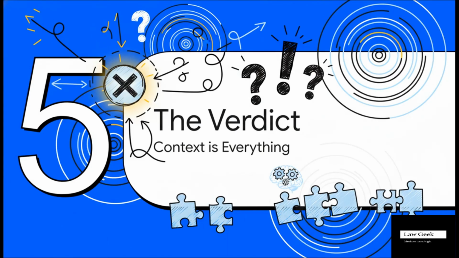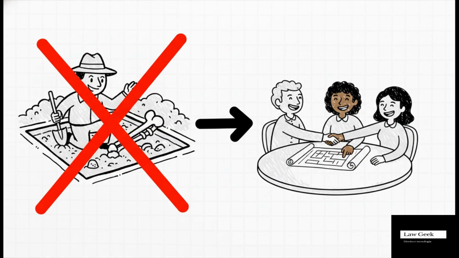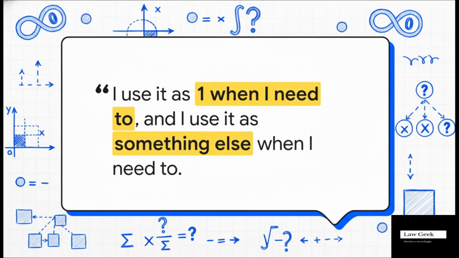So where does that leave us? What's the final answer? The way we resolve this mystery is actually, well, it's less about calculation and more about philosophy. See, the value of 0 to the power of 0 isn't something we discover, like finding a new planet. It's something we define. It's a convention, an agreement we make because it's useful in a particular situation. I love how the source puts this. It basically says, I use it as 1 when I need to, and I use it as something else when I need to. The correct answer completely depends on the context. There's no single answer that works everywhere.